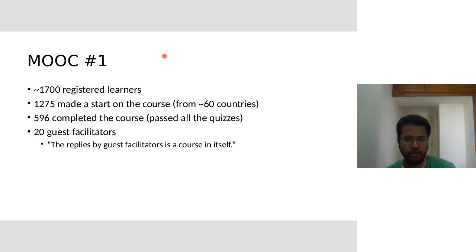As I mentioned, we run two MOOCs, both on the same topic, which is research writing. The first MOOC, which happened about a year back, had about 1,700 learners who registered, who enrolled in the MOOC, of which about 1,275 made a start. Made a start is about agreeing to the learning agreement and completing some things in the course induction section, because the course was set up so that they could access the course material only after completing the induction section. I'll explain that in a bit, what this number means.